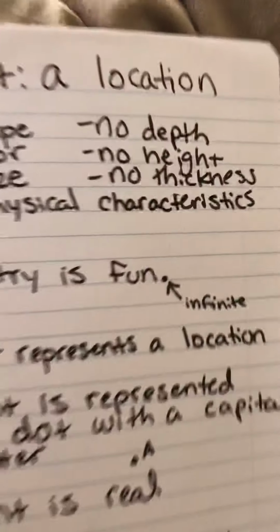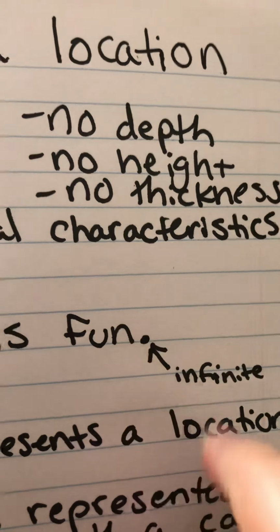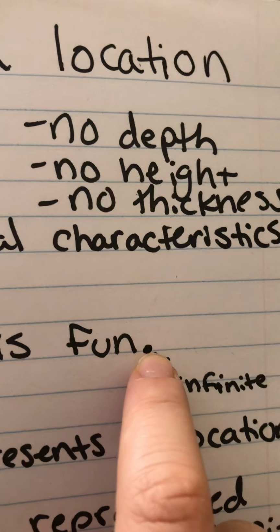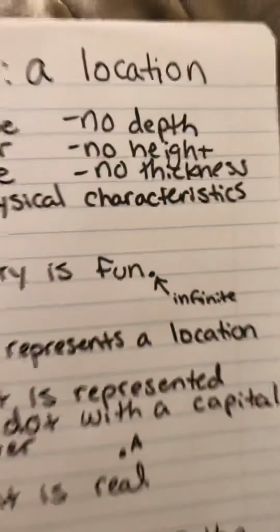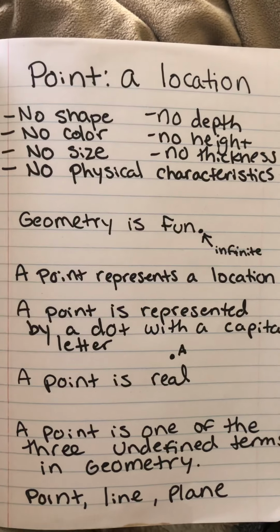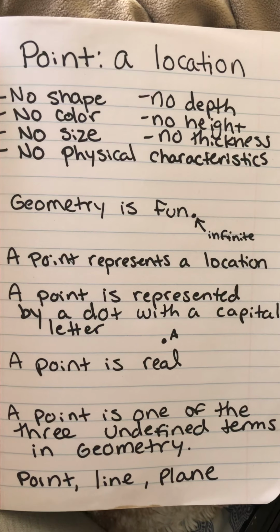If we were to look into an actual dot or a period at the end of a sentence, there are actually an infinite number of points that could fit into that dot because there are infinite little locations within that space. So inside of a period is an infinite number of points. A point simply represents a location.